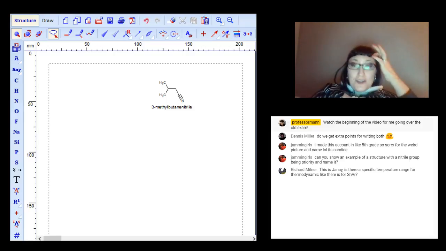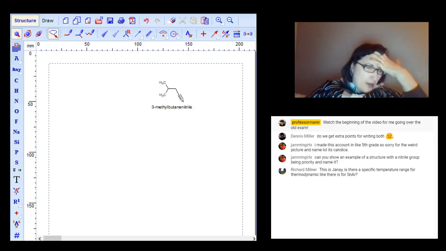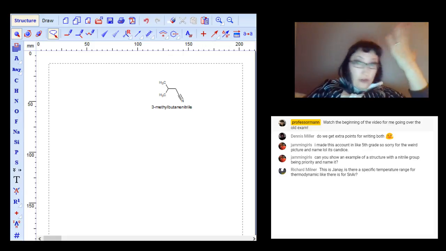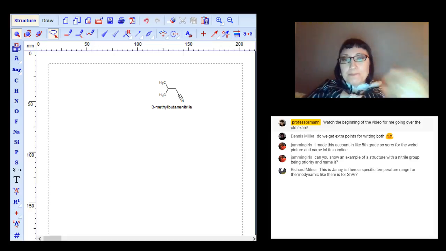And a nitrile is considered a derivative of a carboxylic acid.